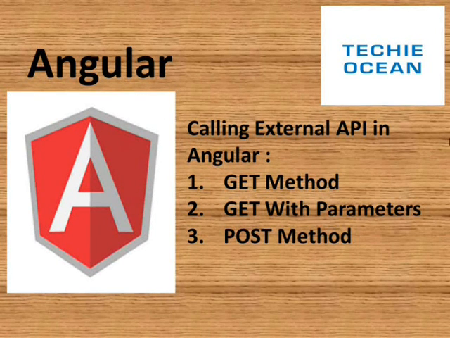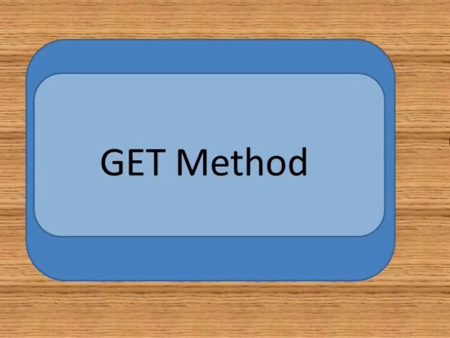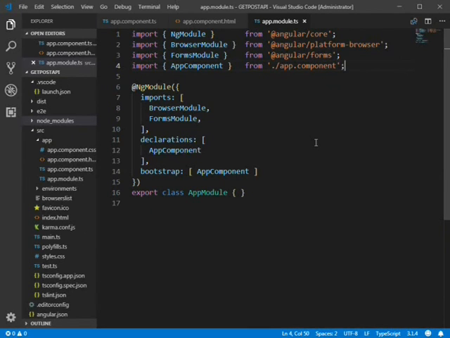Hi guys, in this tutorial we'll see how to call an external API in Angular using the get method, get with parameters, and finally the post method. So let's begin. Let's take an example of the get method. This is our Angular 7 project.